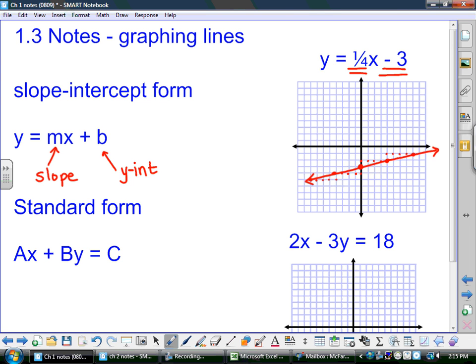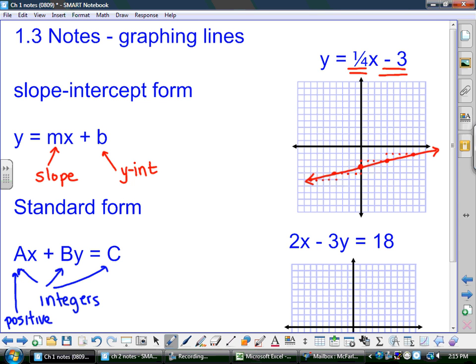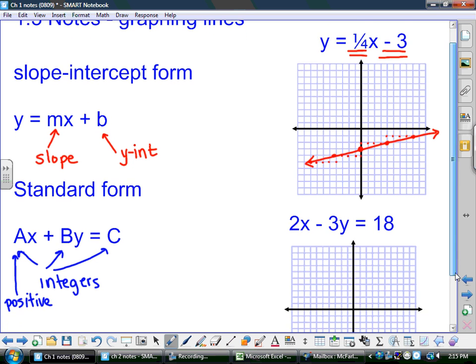If the line is in standard form, remember with standard form, first of all, a, b, and c are all integers, so no fractions. And a has to be positive. Unfortunately, in that form, the a, the b, and the c don't stand for anything. They're just numbers. So when you graph it, you have a couple choices.